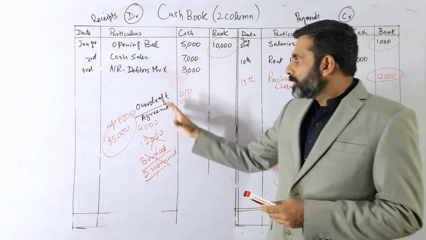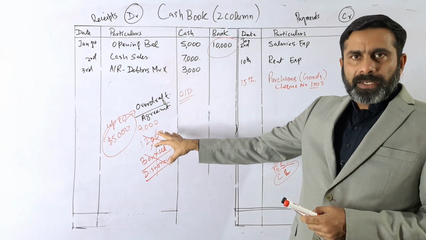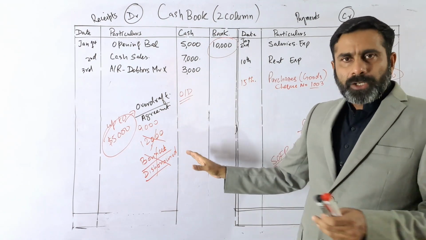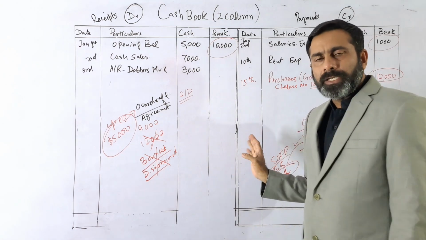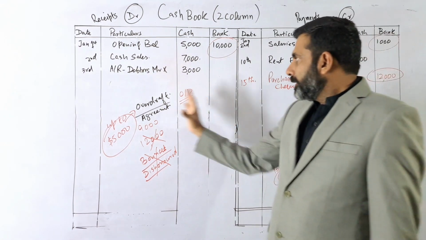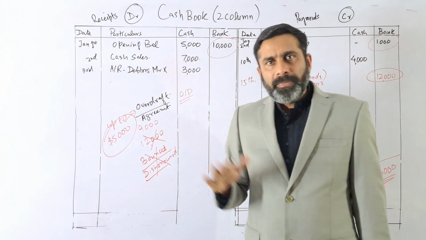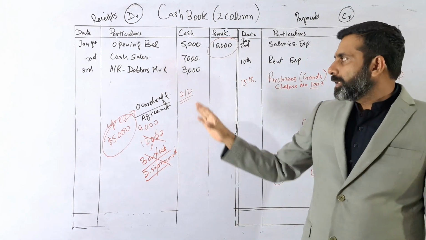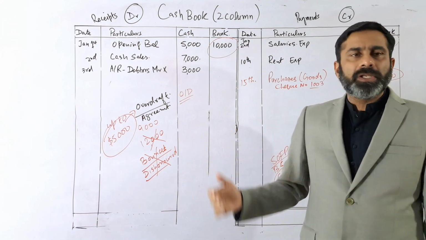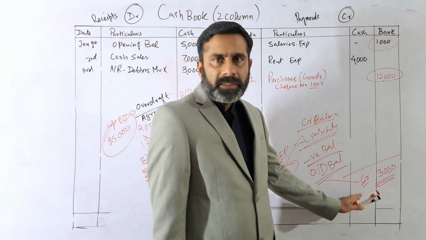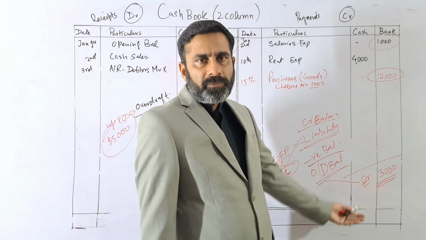Hope you have understood the concept. We have discussed the overdraft balance, the cash in hand normal balance, the cash at bank normal balance, and the cash at bank overdraft facility. So these are the transactions, and debit or credit balances may be there. Cash in hand always has a debit balance. Cash at bank can have a debit balance, or it can be a credit balance if we are availing the overdraft facility.